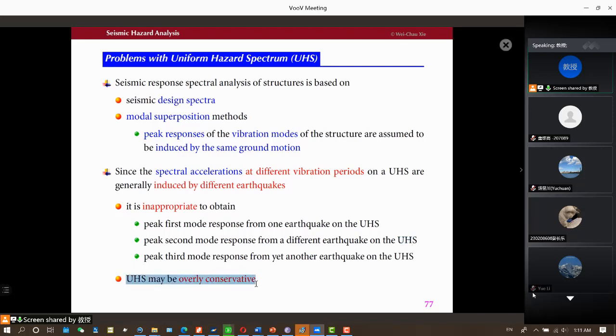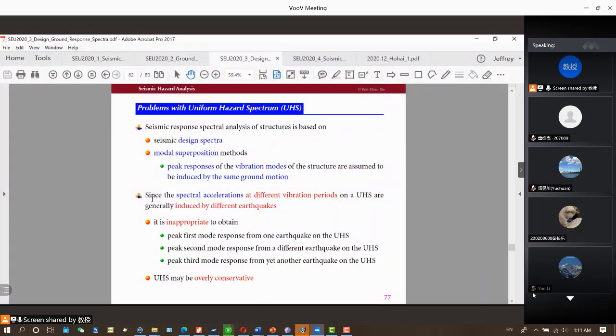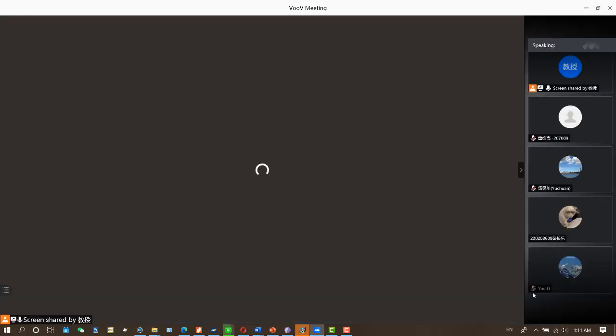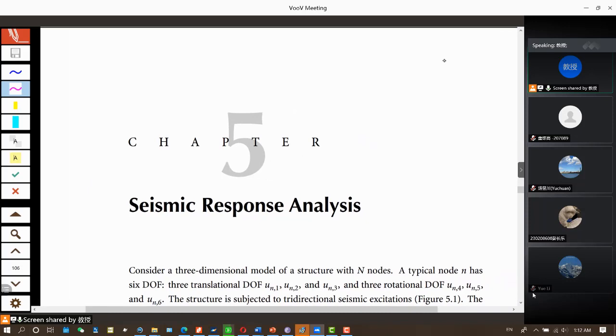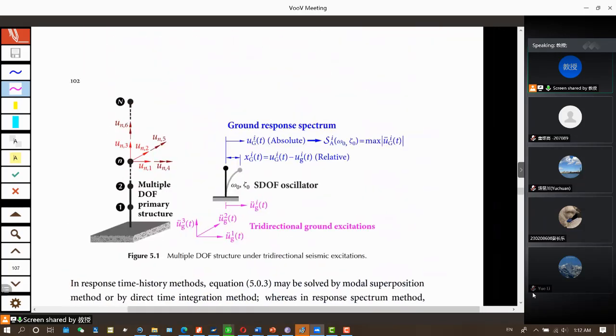Okay, now we study seismic response analysis. We consider a three-dimensional model of a structure, and it's shown on the next page. So this is a three-dimensional structure, and each node has 6 degrees of freedom. 3 translational degrees of freedom, U_N1, U_N2, and U_N3, where N is the node number. And U_N4, U_N5, U_N6 are rotations. Okay, so we have 3 translational degrees of freedom and 3 rotational degrees of freedom.